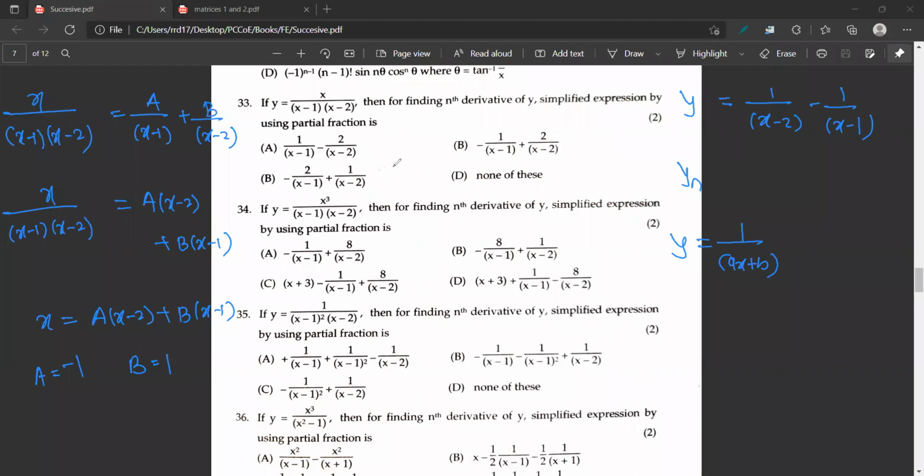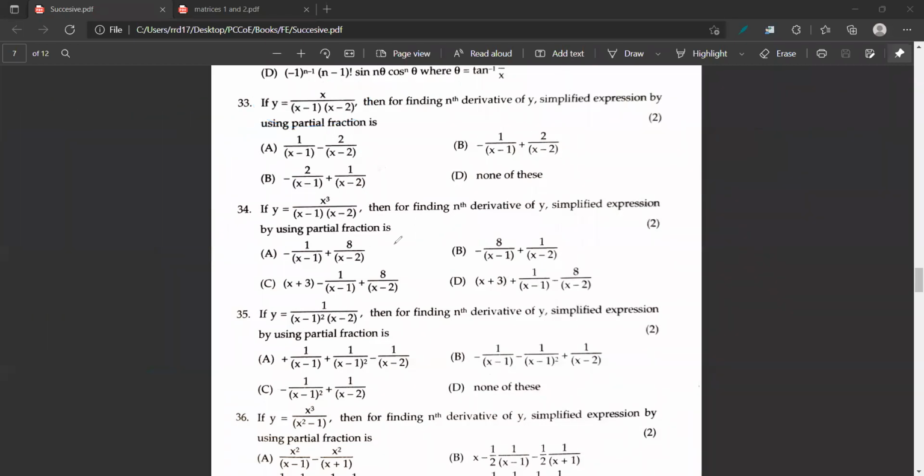Yes, sir. So mostly this type of questions, there will definitely be questions based on this one. Here, again the same question, but x cube is there. So firstly, you need to divide. If x cube comes, then the degree of the numerator is higher. So we need to reduce the degree of the numerator.